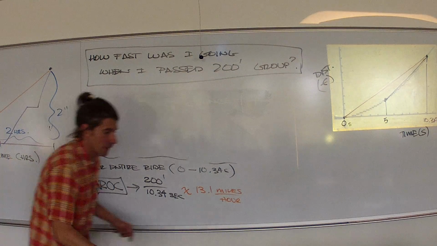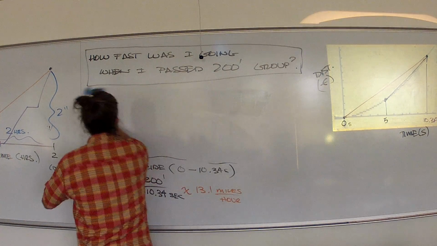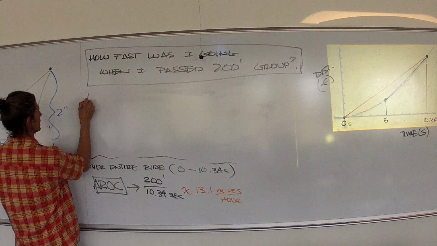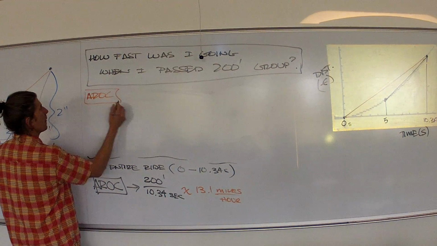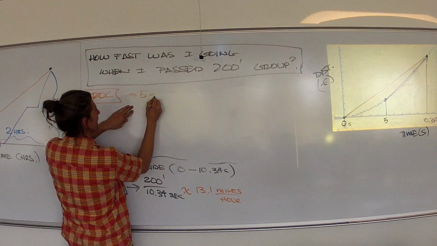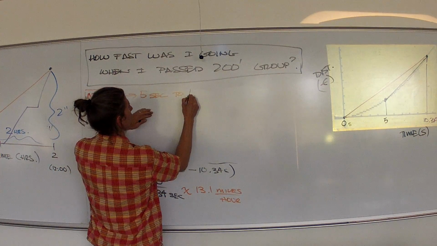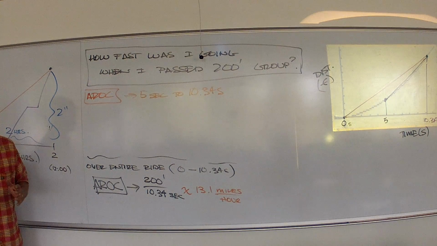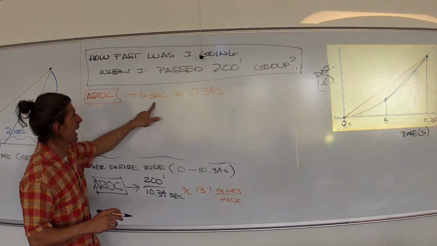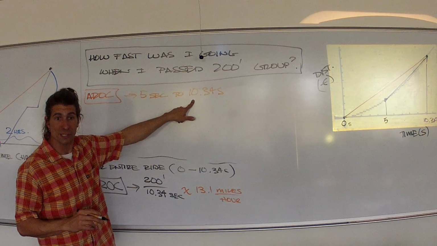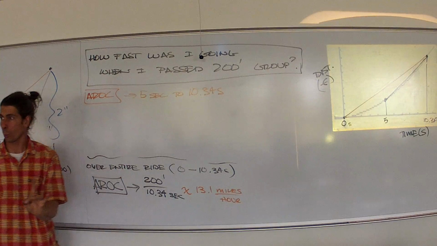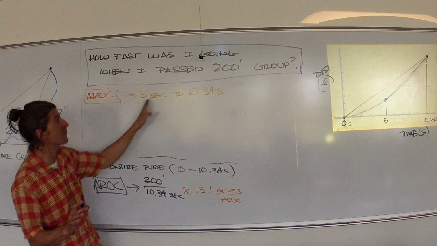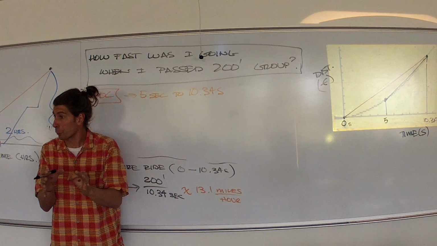So now what I want to do is recalculate my average rate of change, but I'm going to change my frame of reference. So instead of the entire trip, let's do the average rate of change from 5 seconds to 10.34 seconds. In order to answer that, I first have to know how much distance I traveled from 5 seconds to 10.34 seconds, and then I have to divide that by 5.34 seconds, correct? Because that's how much time I traveled from 5 to 10.34.